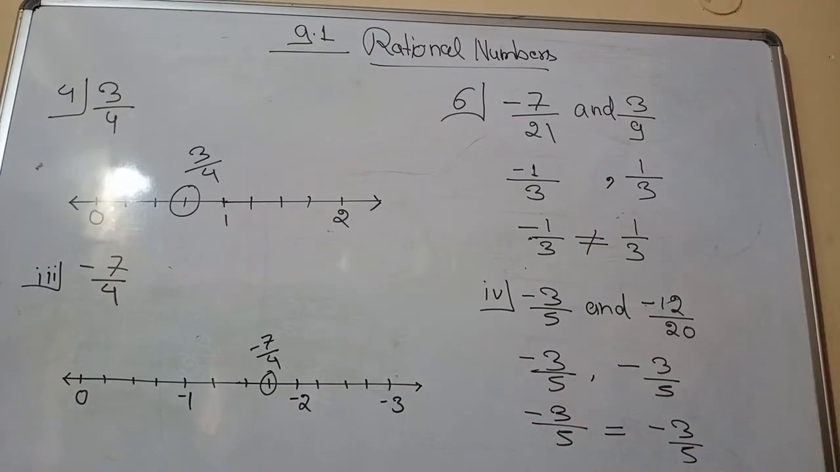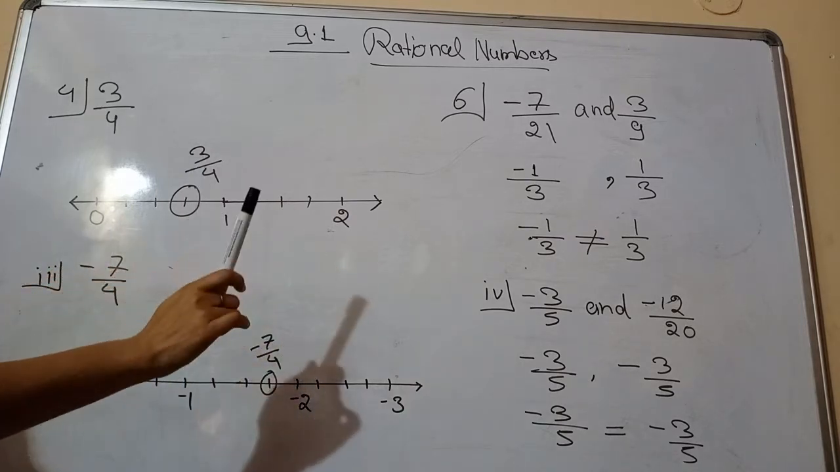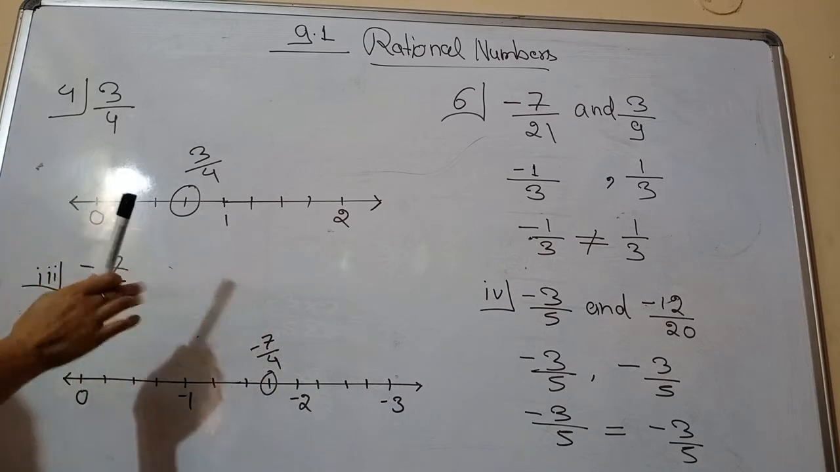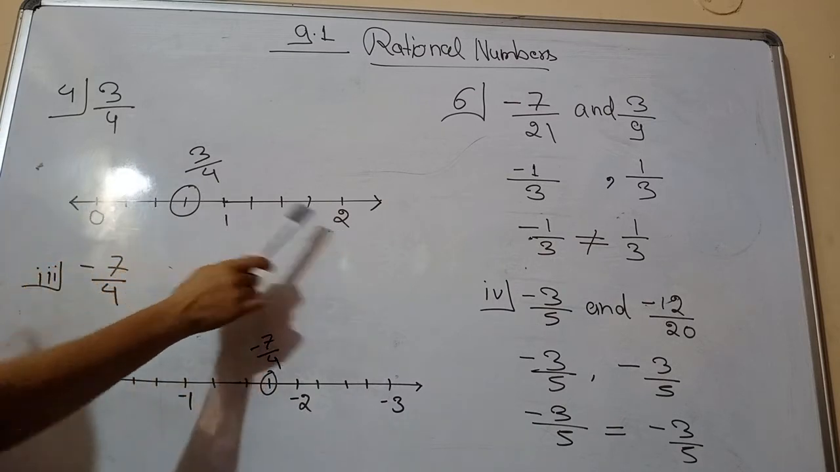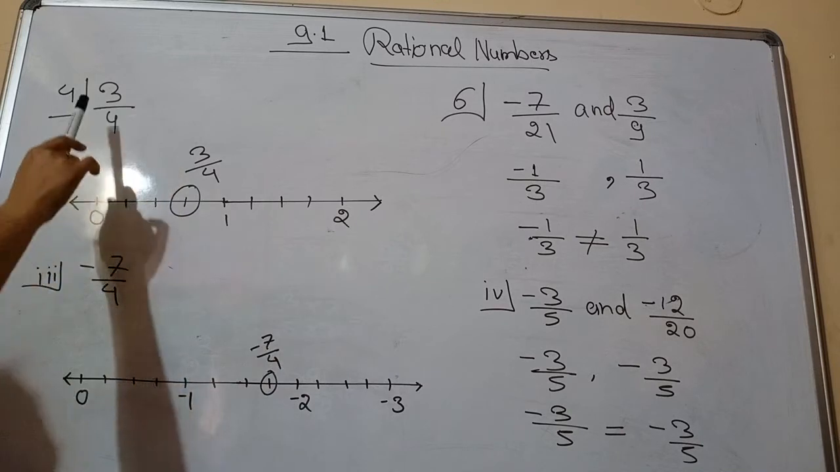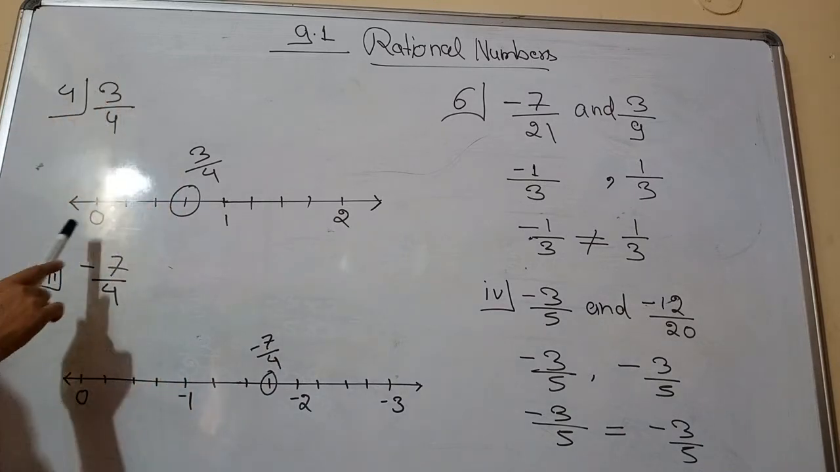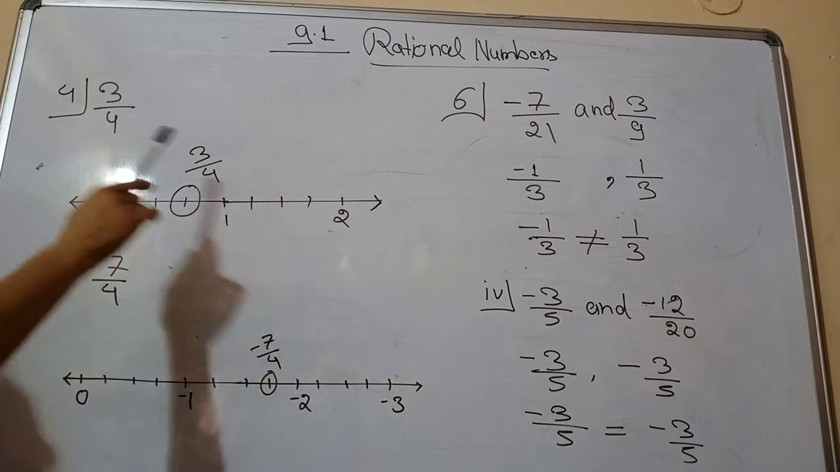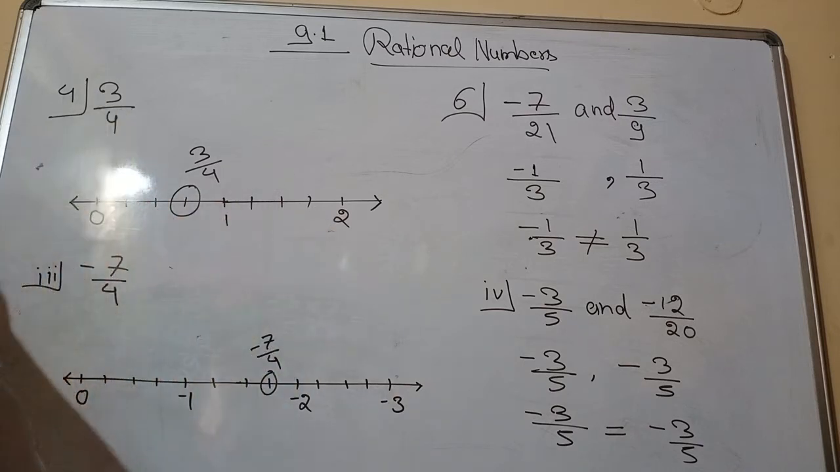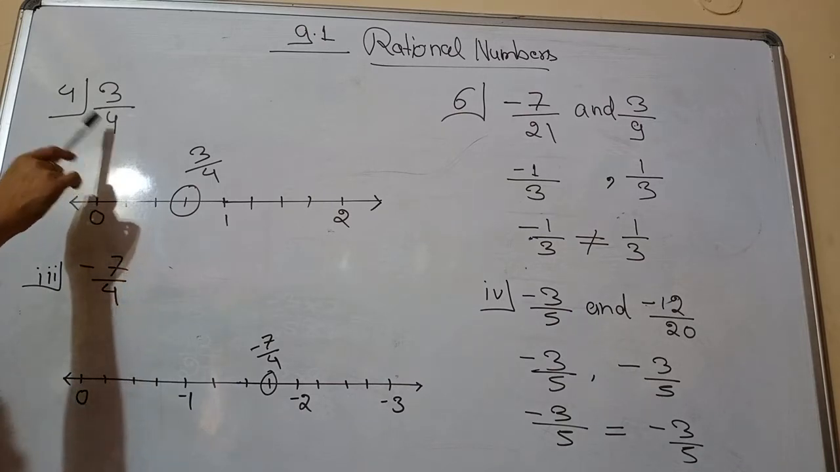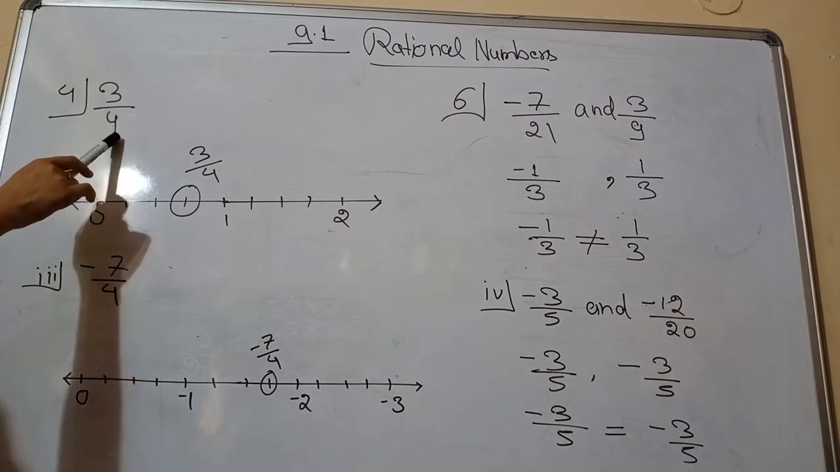Now in question number 4, we have to represent the given rational numbers on the number line. The basic step is, first you have to construct a scale. In the scale you have seen that points are given like 0, then 1, then 2. I have written positive 1 and 2 because there is no negative sign. After that you have to see the denominator. What is the denominator? That is 4. The number which is written downside is called the denominator.